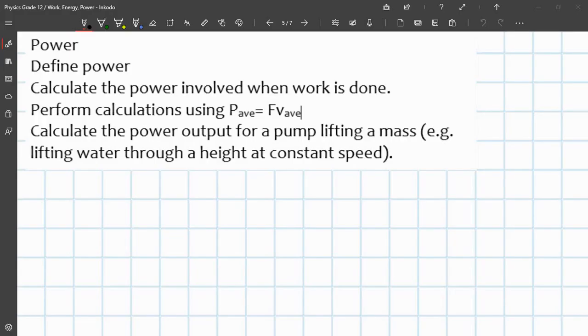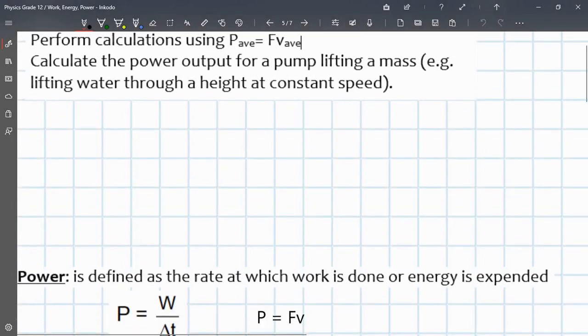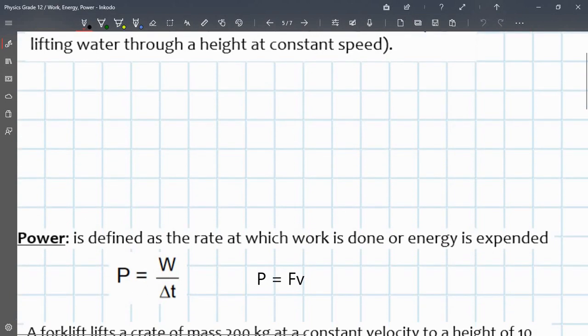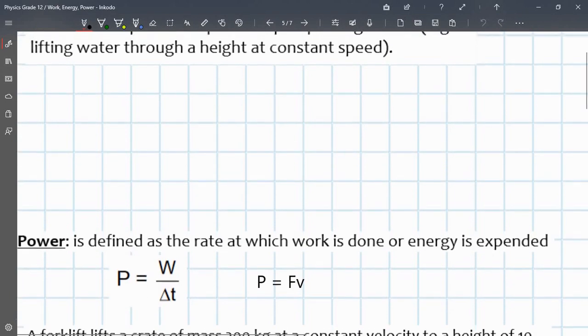Hi guys, in this video we're going to go over power. We'll define it and then do some calculations to calculate various scenarios in which you can be asked to calculate the power. So what is the definition of power? Power is defined as the rate at which work is done or energy is expended.